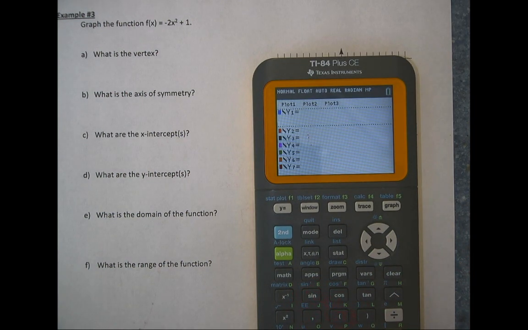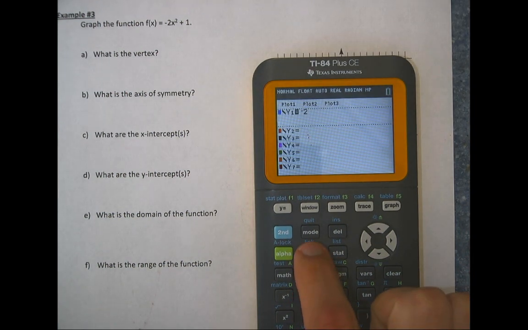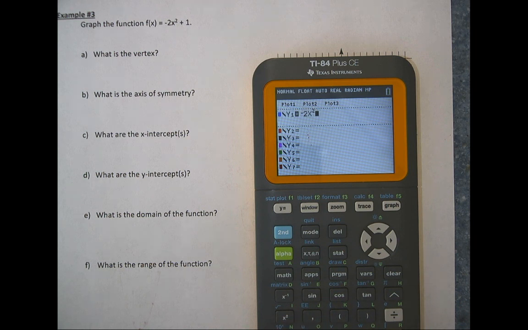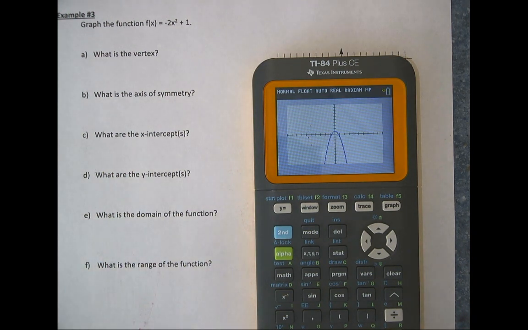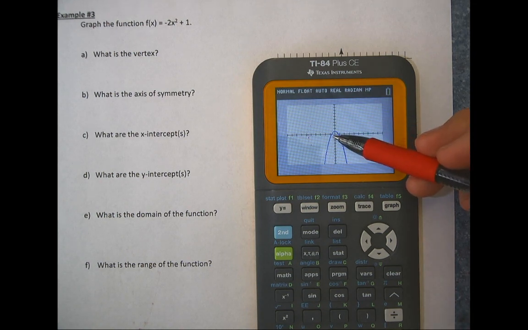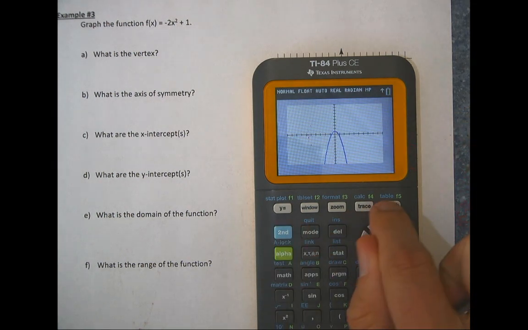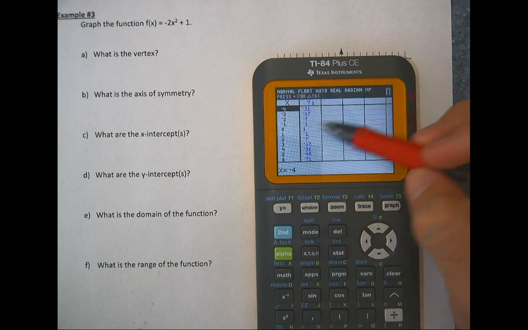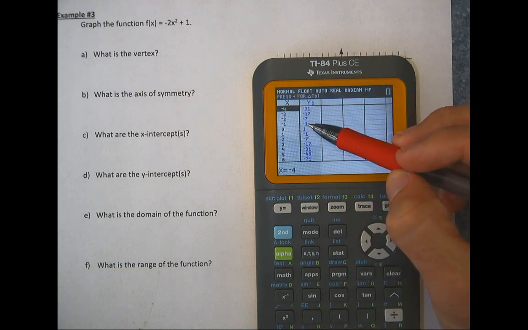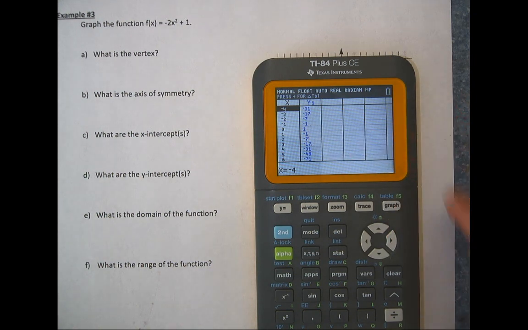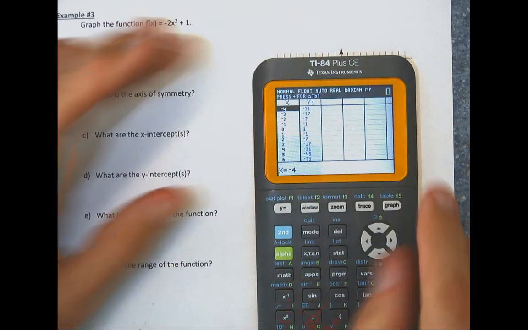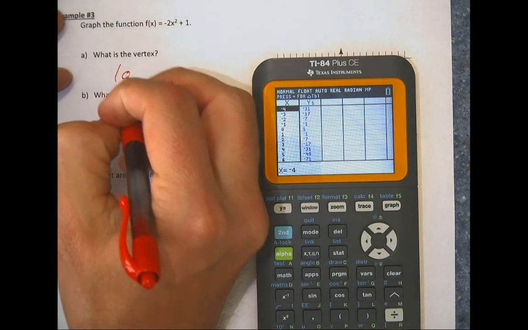All right, so let's plug this in. -2x squared plus 1. Take a look on the graph. You can see this actually is pretty close to 0, 0 for the vertex. Looks like it's just up 1. And if we go to our table, we can see 0, 1 is our vertex because from both sides here, it goes to -1, -1, -7, -7. So my vertex is 0, 1.